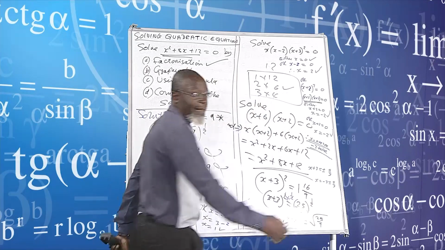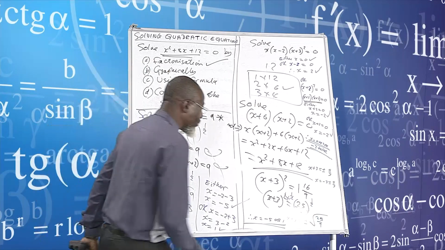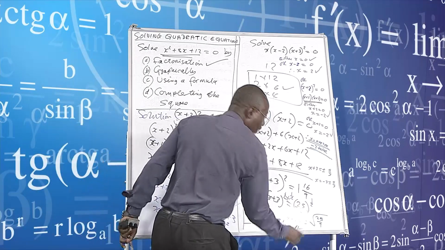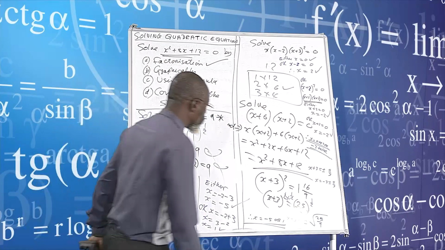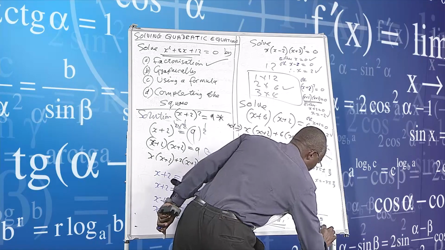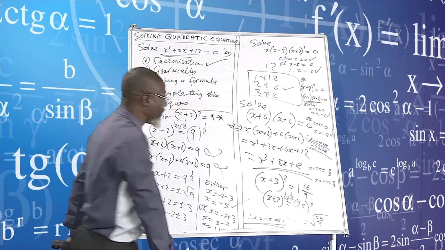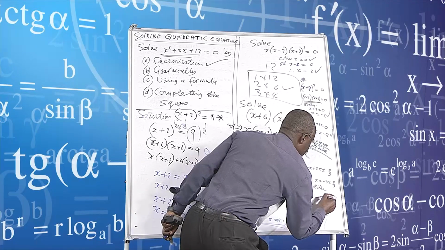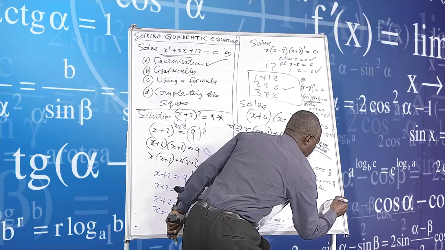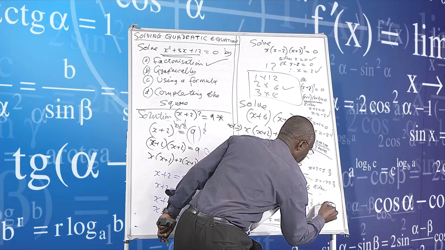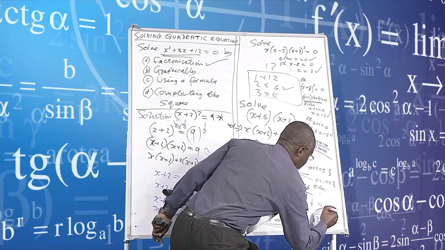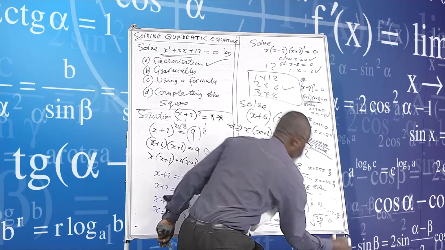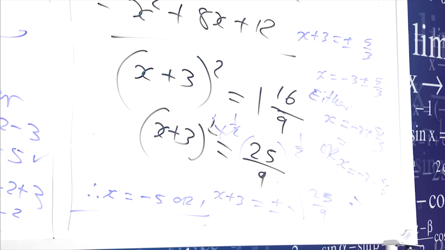This is a mixed fraction, and we put it into an improper fraction. To multiply by the power half and then the plus or minus. So here it's now either x is equal to minus 3 plus 5 over 3, or x is equal to minus 3 minus 5 over 3. So those are the two solutions that we want to have.